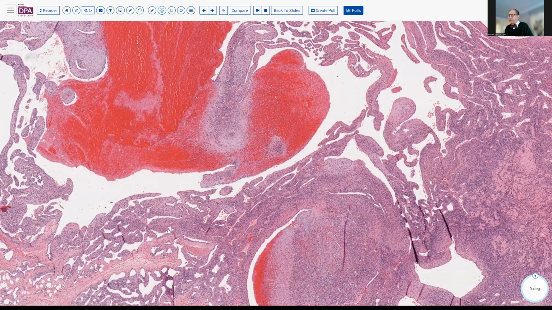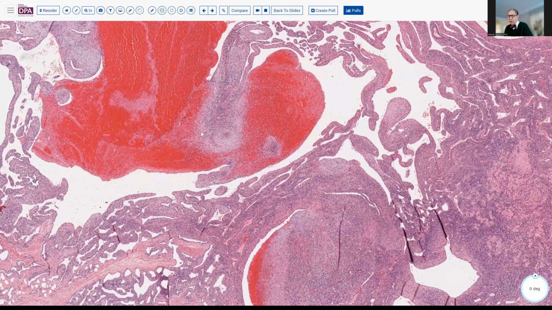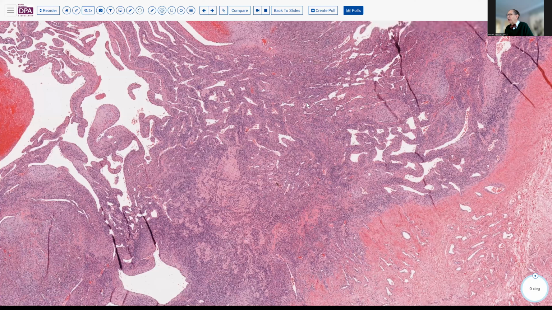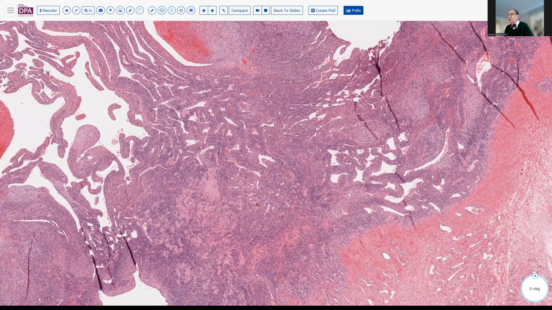So the differential diagnosis for this includes the same things that we've been looking at, solitary fibrous tumor, but might also include things like a glomus tumor, glomangioma, and maybe an angioleiomyoma. But the negative desmin staining helps to exclude that possibility.